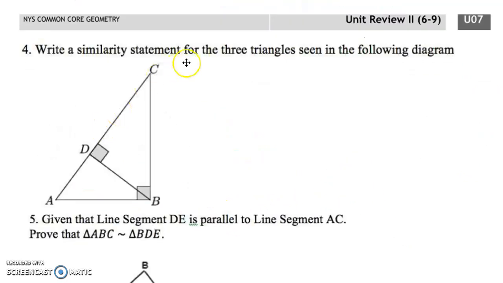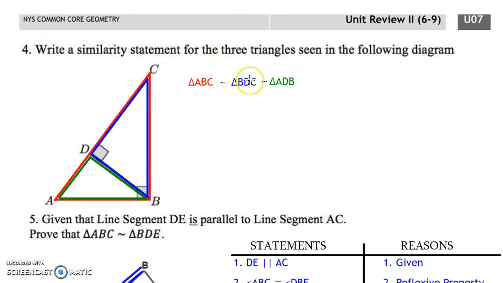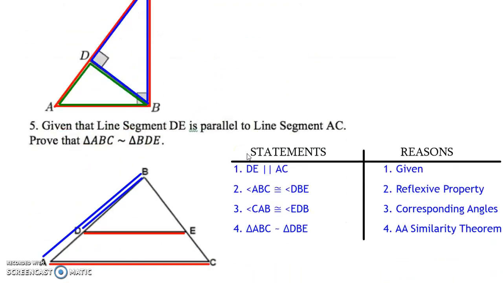All right, this is the second page from the lesson 8 problem set. Pause the video, try to do these problems, and come back when you're done. Here's the similarity statement. The similarity statement has to keep in mind that all the letters have to be in the correct order. So you can see the correct order here, ABC, BDC, and ADB.